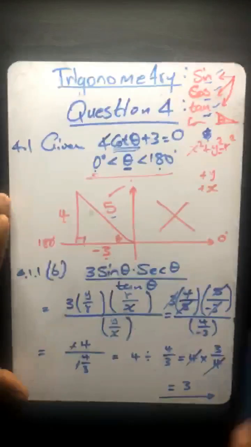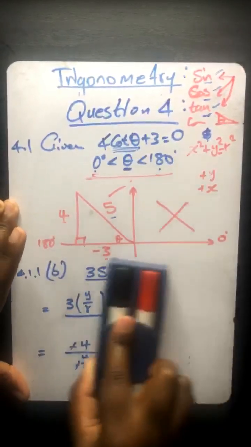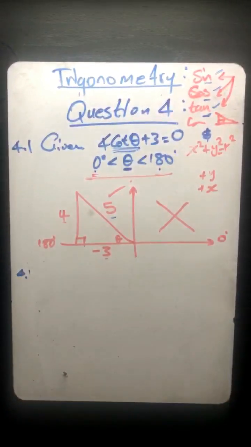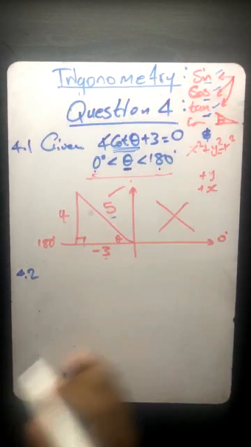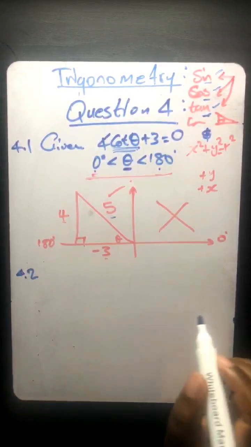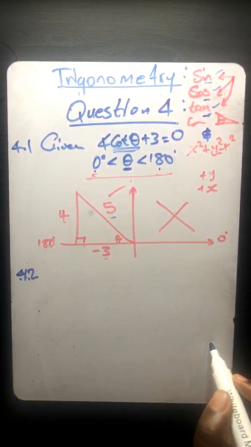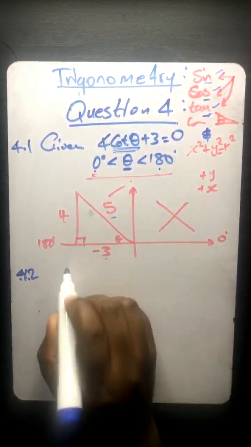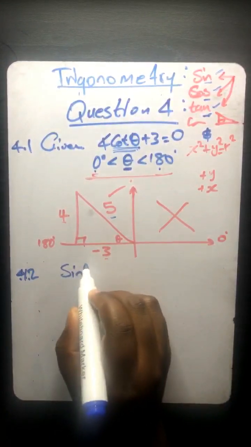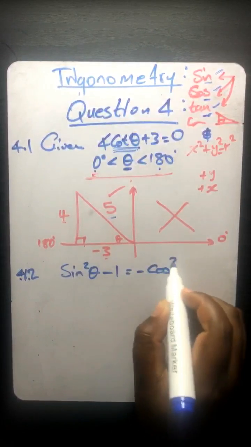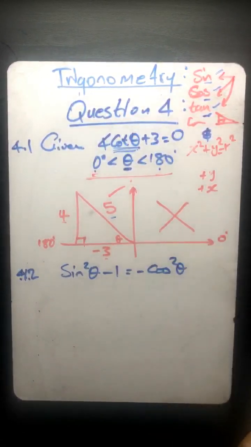Okay, so now with you doing that, you score yourself 4 marks. So here comes a question, 4.1.2. They say, hence show that sine squared angle minus 1 is equal to negative cos angle. This is where it gets interesting.